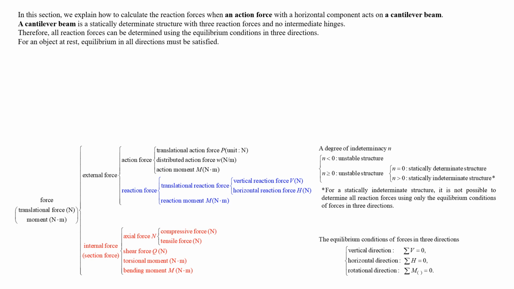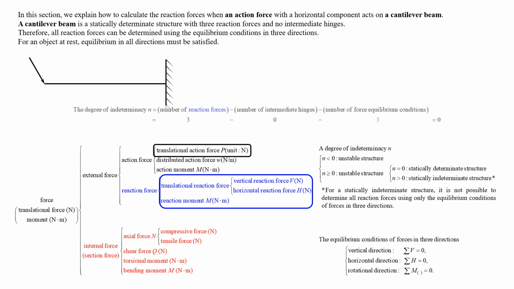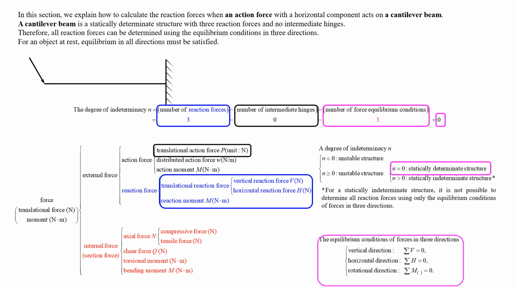In this section, we explain how to calculate the reaction forces when an action force with a horizontal component acts on a cantilever beam. A cantilever beam is a statically determinate structure with 3 reaction forces and no intermediate hinges. Therefore, all reaction forces can be determined using the equilibrium conditions in 3 directions. For an object at rest, equilibrium in all directions must be satisfied.